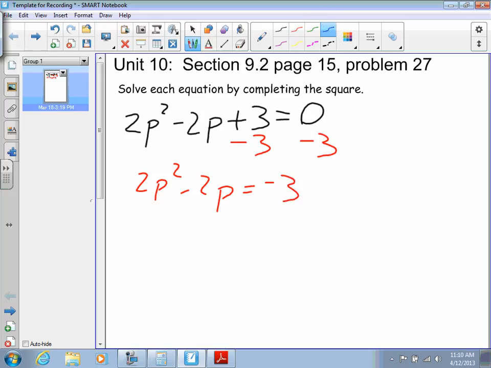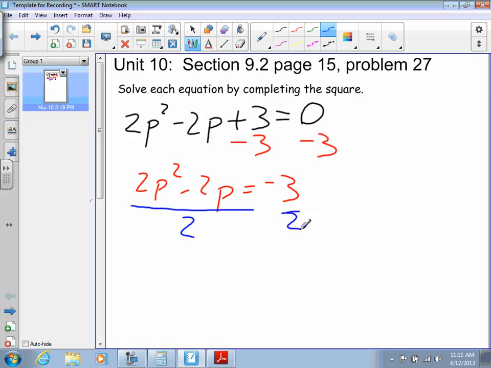Now there's something I said earlier in one of the other videos that might have confused somebody at this point. It shouldn't have been a problem earlier, but what we're really trying to do is not find a common factor, but get rid of the coefficient of the squared term. We want just a coefficient of 1. So we're going to divide both sides here by 2 so that we can get just p squared.